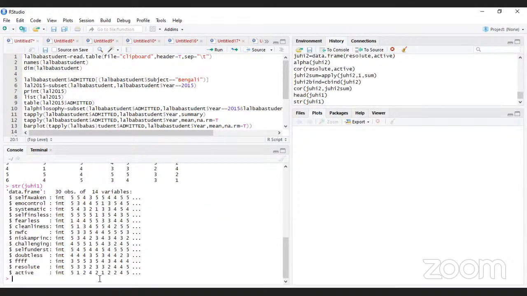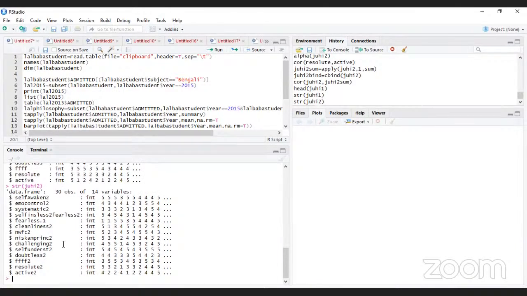So if I write it down, you will get 14 variables and 30 observations. And you will find that all the data are basically rating data. Okay. So that is the first set of data. And the next set of data is the same number of data, same variables. The data were collected twice. Okay.